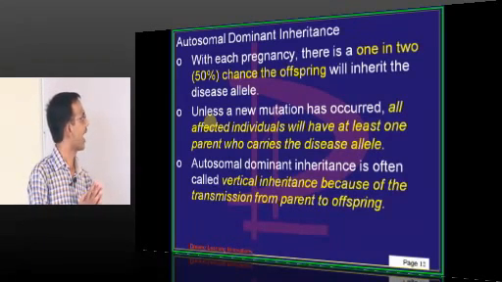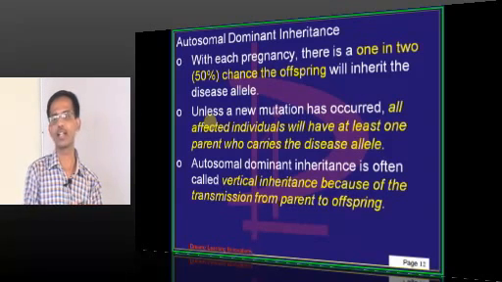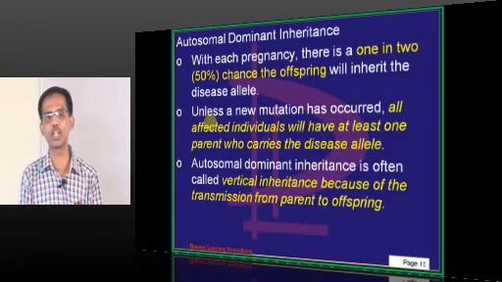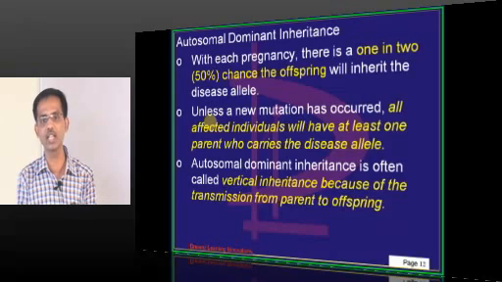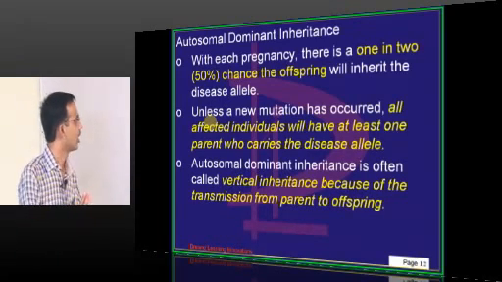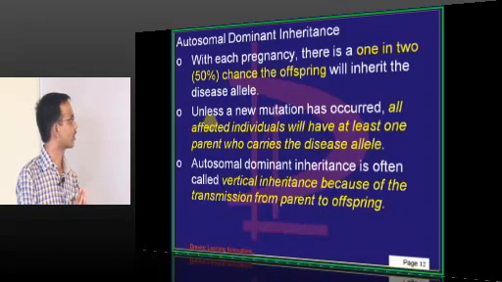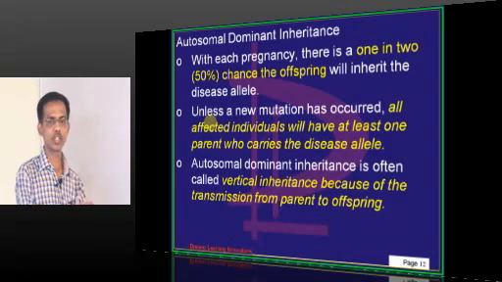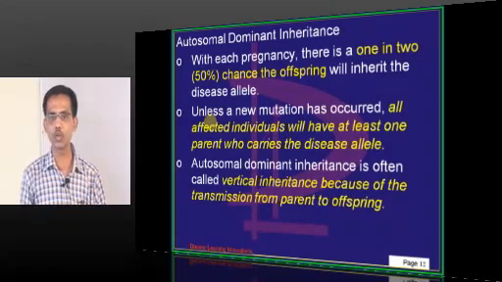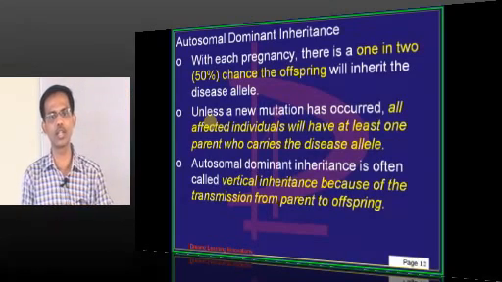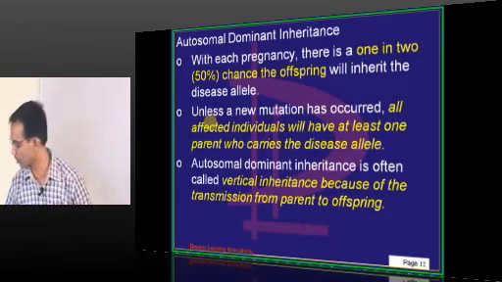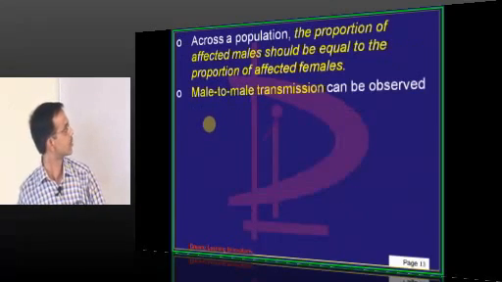All affected individuals will have at least one parent who carries the disease allele. That is, there are no skipped generations. If somebody is affected by the disease, a parent should be affected. Either of the parents should be affected. Autosomal dominant inheritance is often called vertical inheritance because transmission is directly from parents to offspring, not from grandparents to grandchildren. It's from parents to offspring, so it's called vertical transmission.